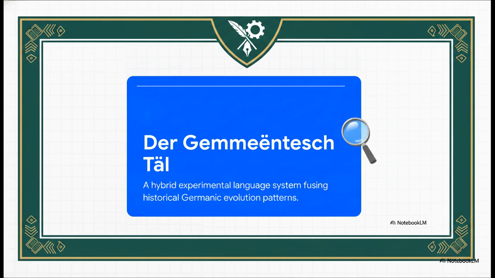But for our story, they acted as the blueprint for a brand new linguistic laboratory, der Gemmeëntesch Täl, also known as Nederhöchduitsch. Now, it's absolutely crucial to separate history from construction here. This is a modern, learner-developed conlang, a constructed language. It's a hybrid experimental system that deliberately fuses those historical Germanic evolution patterns we just talked about, just to see how they might interplay if intentionally combined today.